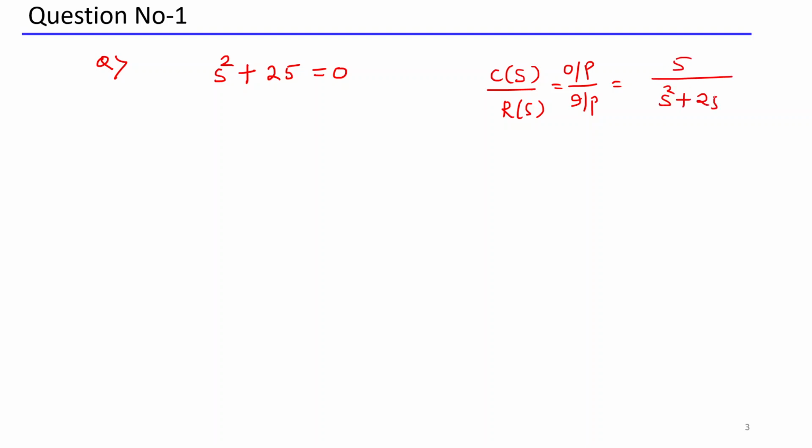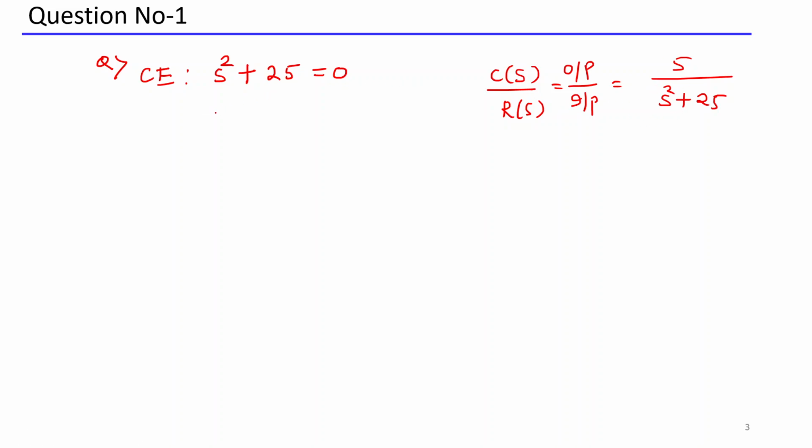Okay, this is my closed loop transfer function, and from the closed loop transfer function, whatever the denominator term is there, I make it equal to 0. This is called the characteristic equation, CE. So suppose you have a plant transfer function, you find out the transfer function and you got the characteristic equation.